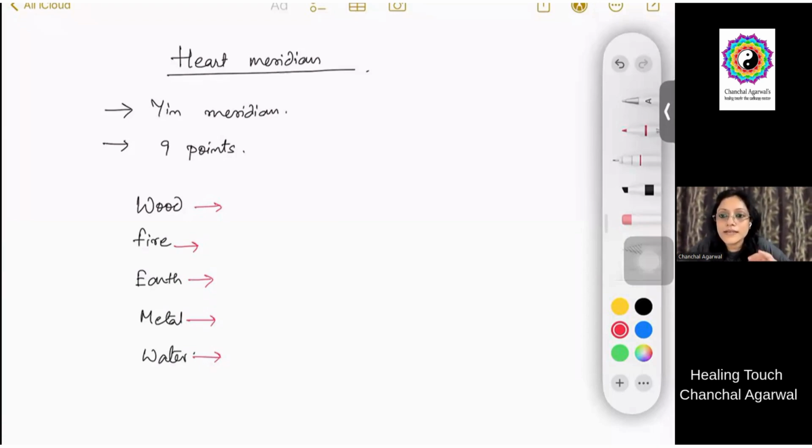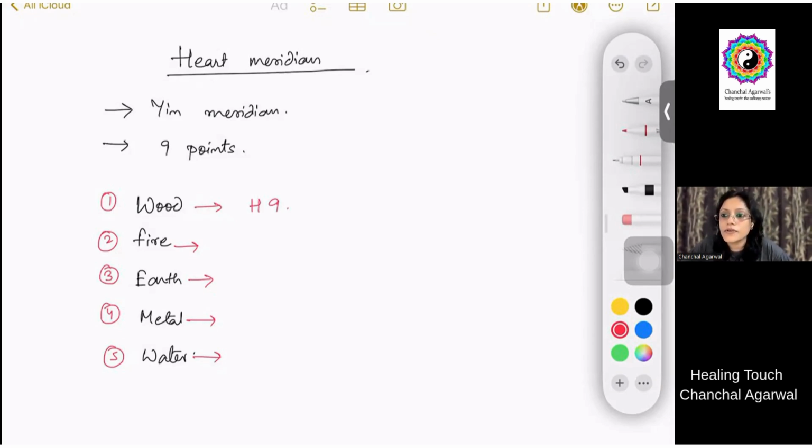So at least we should understand the classical location of all the 5 shoe points. That is very important. You should at least know what the classical location of these 5 shoe points is for the heart meridian. So for wood point, which one is a wood point for heart meridian? It is your H9.